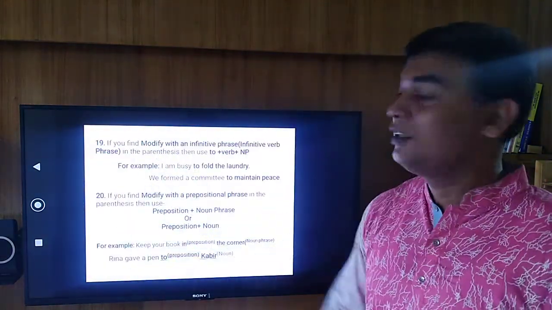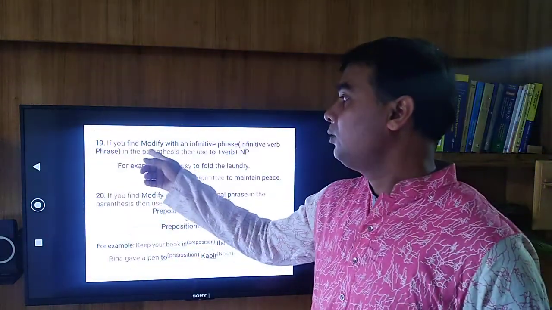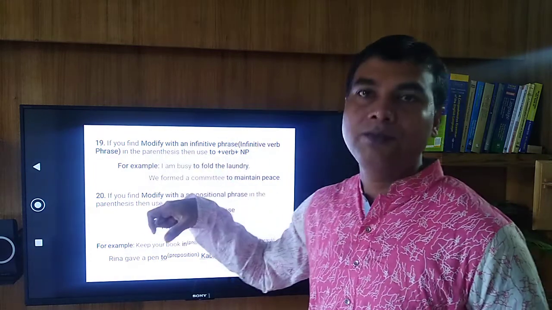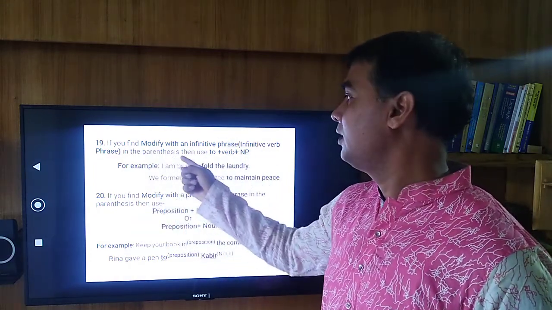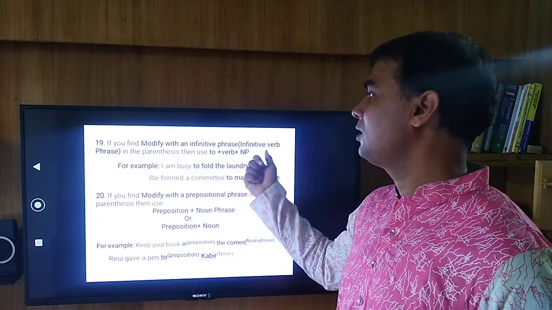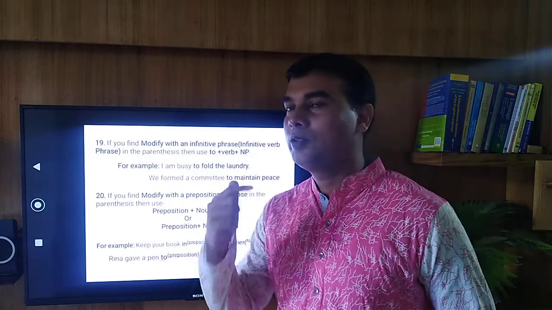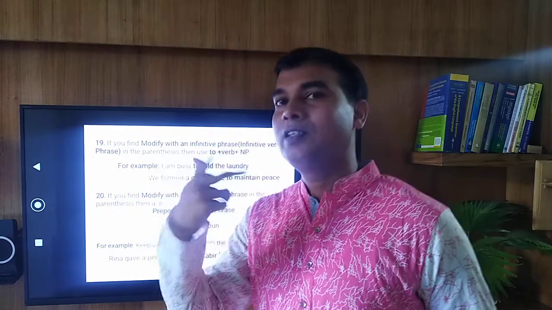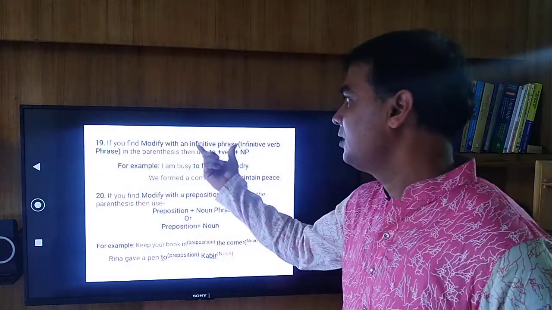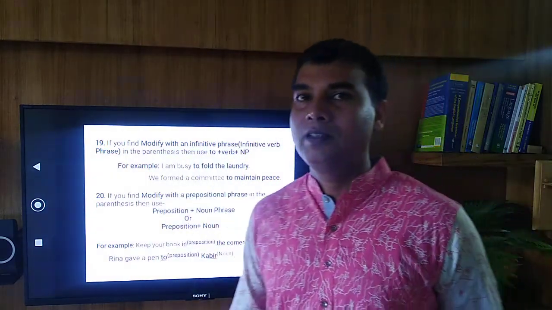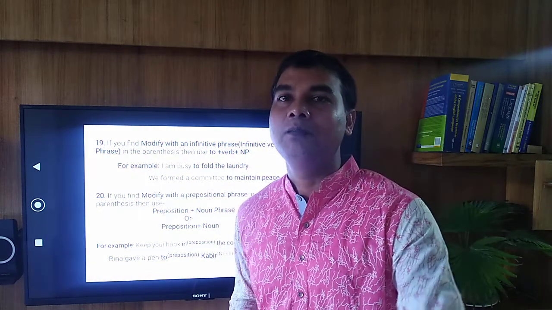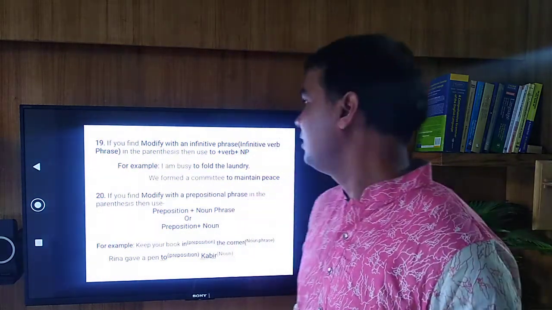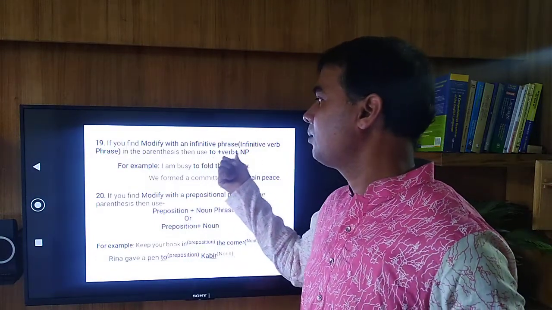Now technique number 19. If you find modify with an infinitive phrase in the parenthesis, then use to plus verb plus noun phrase. One thing you should remember, I discussed in our previous class, and that is modify with an infinitive. If you find modify with an infinitive, then just use to plus verb. But modify with an infinitive phrase, then you have to use to plus verb plus noun phrase.